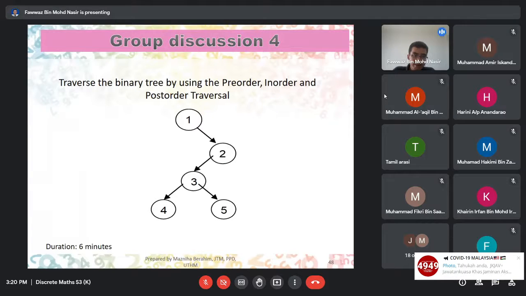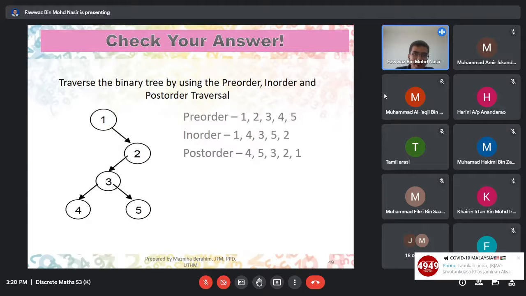Okay, so did you get it? You can get the pre-order, in-order and post-order. So for this example, for pre-order we just write down the root node first, then go to the left child and right child. So we get 1, it starts with 1, it has no left child, so we directly write 2, 3, 4 and 5. So this one is for pre-order.